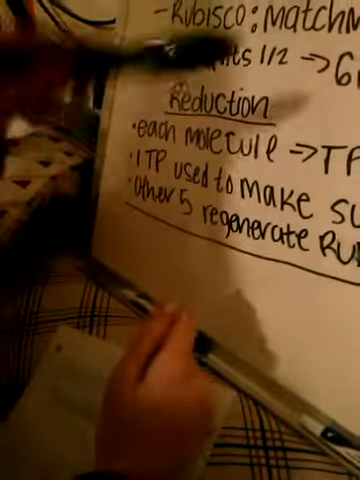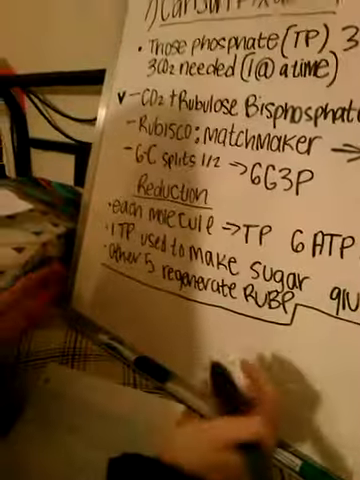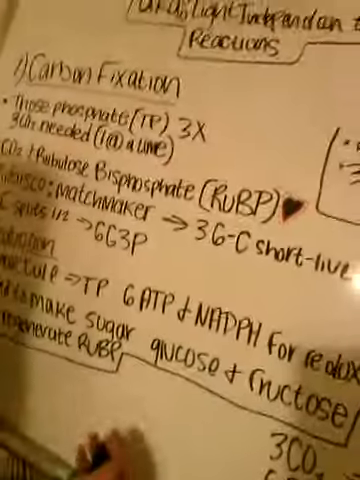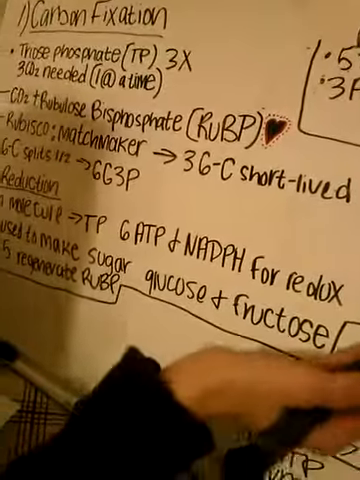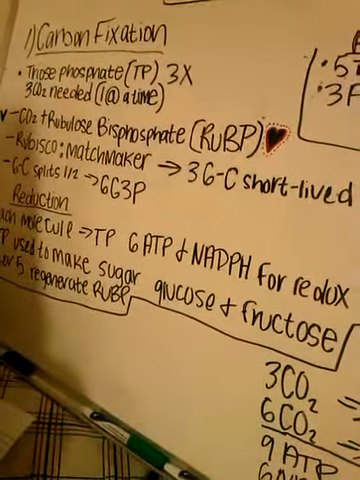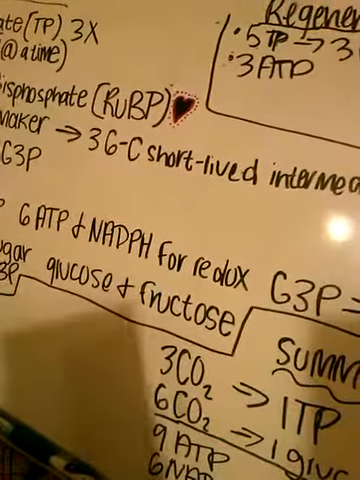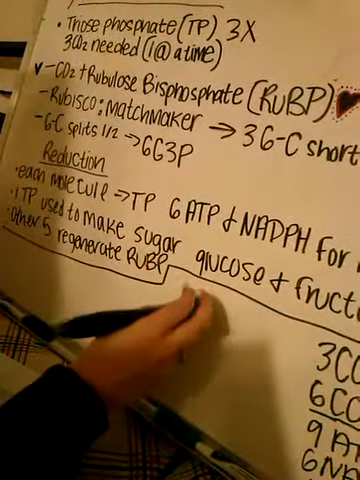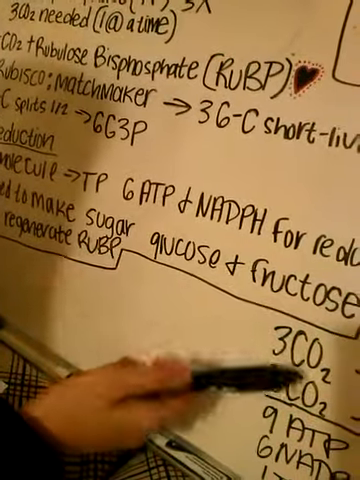Because this is a cycle, keep in mind, what you start with is what you're going to end with. So of course you're going to end with triose phosphate if that's what you start with. Anyways, one of the triose phosphate is used to make sugar, like glucose or fructose.